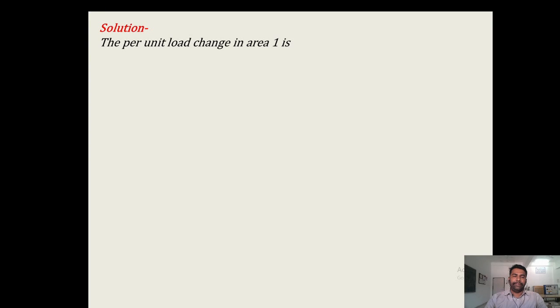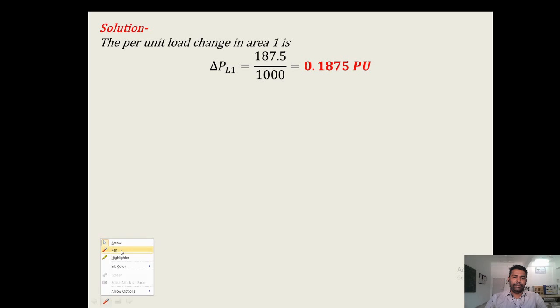Before that, we will find out the per unit load change in area 1, given by change in PL1 equals 187.5 divided by 1000. Here 187.5 is the actual change in the load at area 1 and 1000 is the base MVA. So, it is in per unit given by 0.1875 per unit.